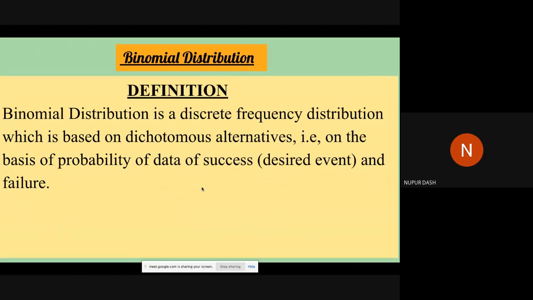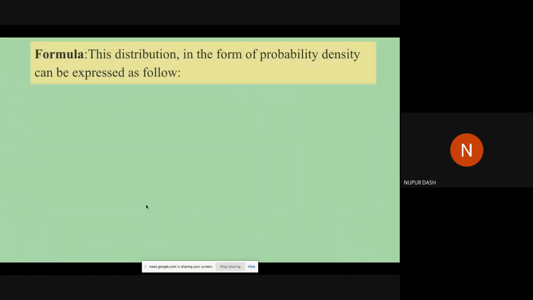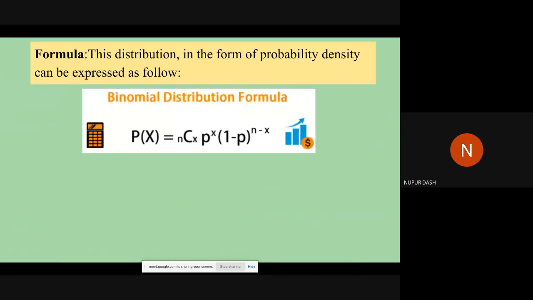Now, this is a definition of the binomial distribution. It is a discrete frequency distribution which is based on dichotomous. Dichotomous means two groups, something which is in number two. Alternatives, that is, one alternative would be on the basis of probability of success and failure. Moving forward, what is the formula by which we can get this? This distribution in the form of probability density can be expressed as follows.